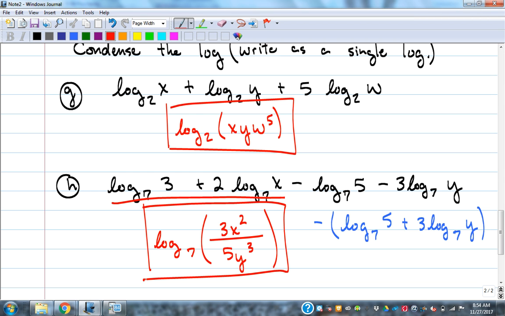Anytime you see minus signs, you got to know that stuff's going to go in the denominator. Anytime you see plus signs, oh, that means they're multiplying together, usually going to be in the numerator. All right.